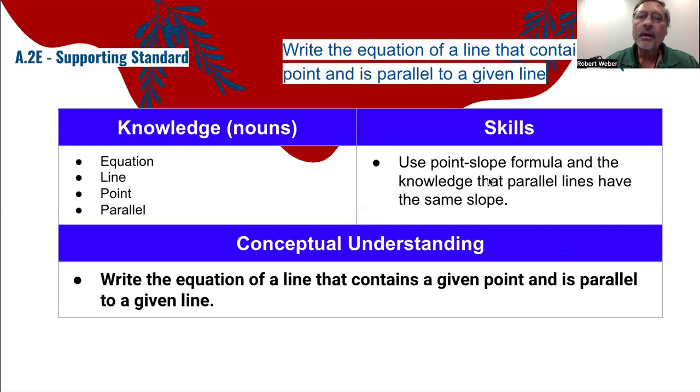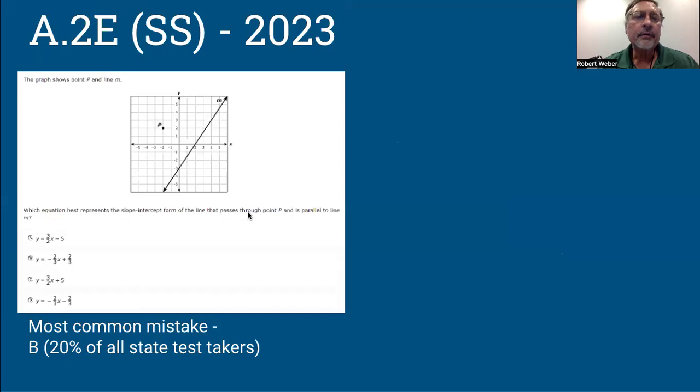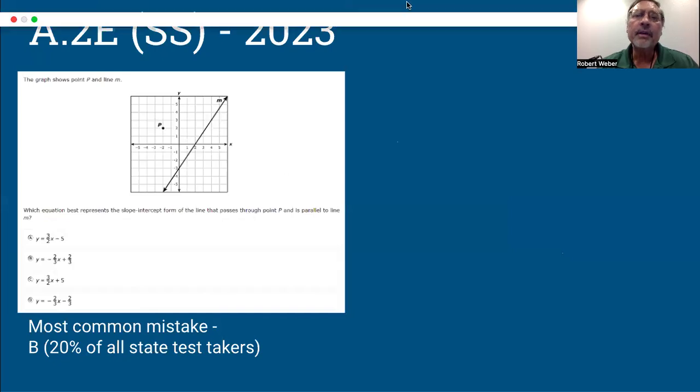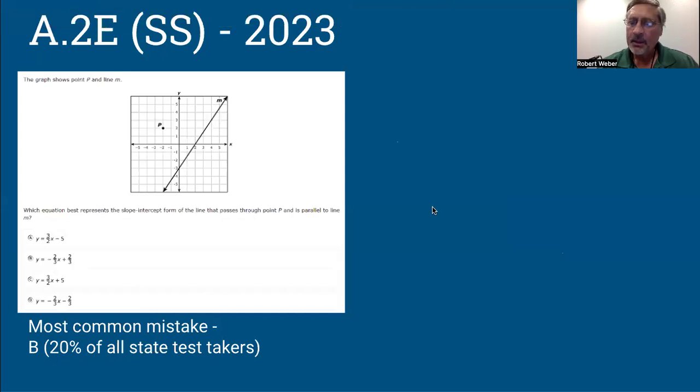There we go. Okay, 2E, supporting standard, write the equation of a line that is through a given point and parallel to a given line. So using parallel slopes, knowing that slopes are equal if they are parallel lines. I mentioned in one of our other units, point slope formula can be your friend here because you've got a slope and a point, and then it's just simplifying the algebra. A little additional information, most recently tested, 2023.